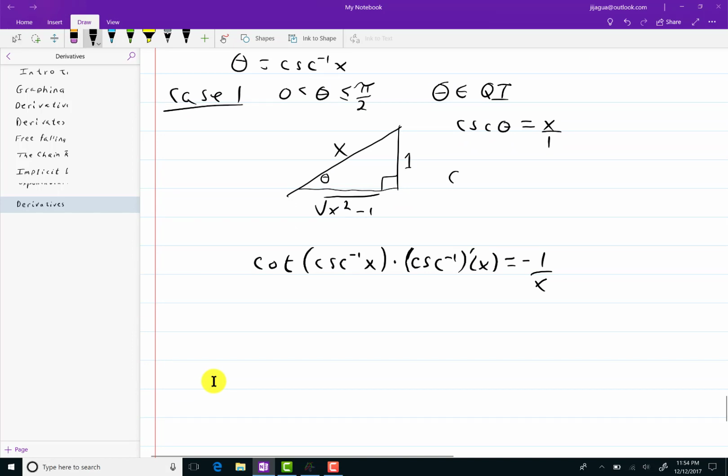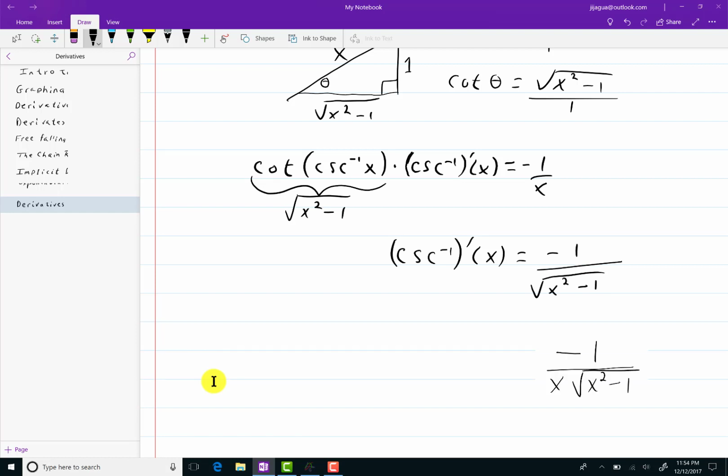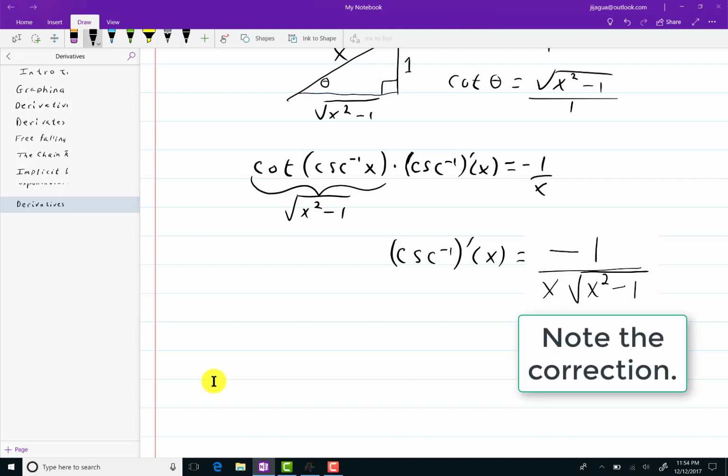Cotangent of theta. Tangent is opposite over adjacent, so cotangent is adjacent over opposite. So this piece right here is the square root of x squared minus 1. So I can divide by that, and I get cosecant inverse prime of x equals -1 all over the square root of x squared minus 1. So you can see it's having some issues there at plus or minus 1, as we kind of suspected it would.